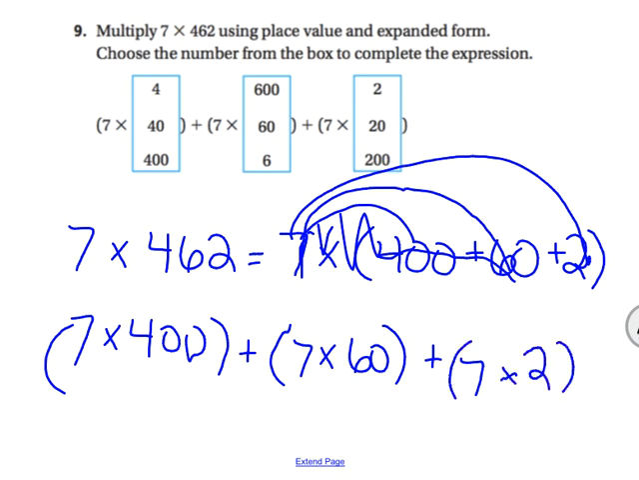All right. So now I don't need to go any further and solve it because that's not what it's asking me to do. I have to choose the number from the box to complete the expression. So I go to my work. It says 7 times 400. So I'm choosing 400. My next step is to do 7 times 60. So 7 times 60. And my last step, 7 times 2. Find 7 times 2. And you are done answering number 9.